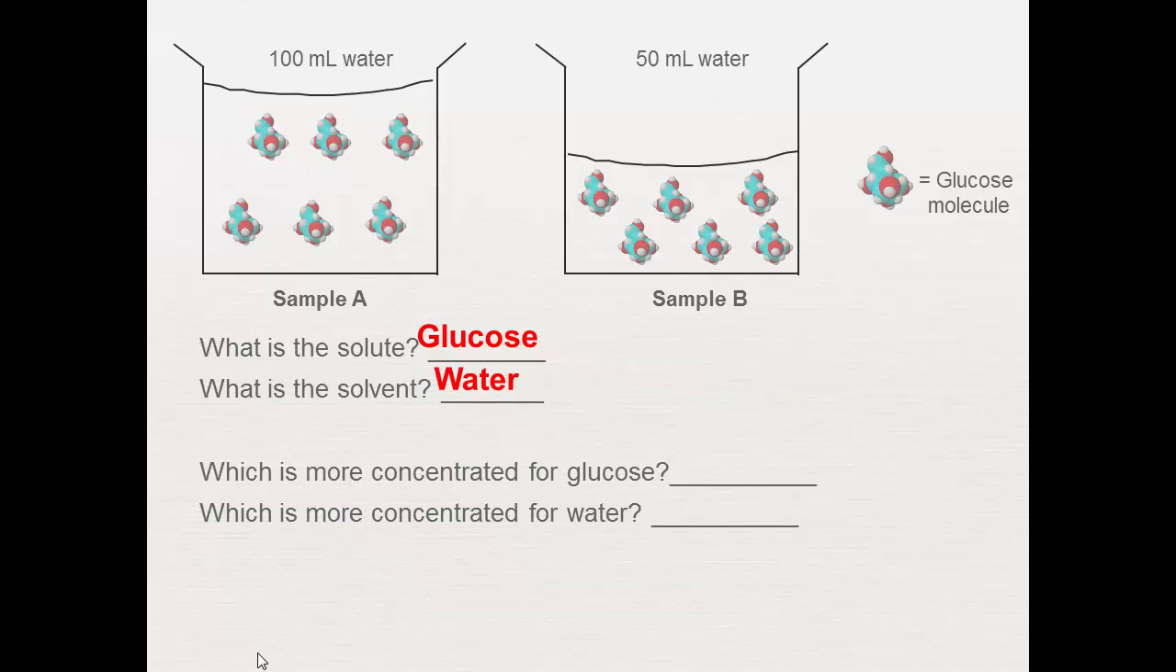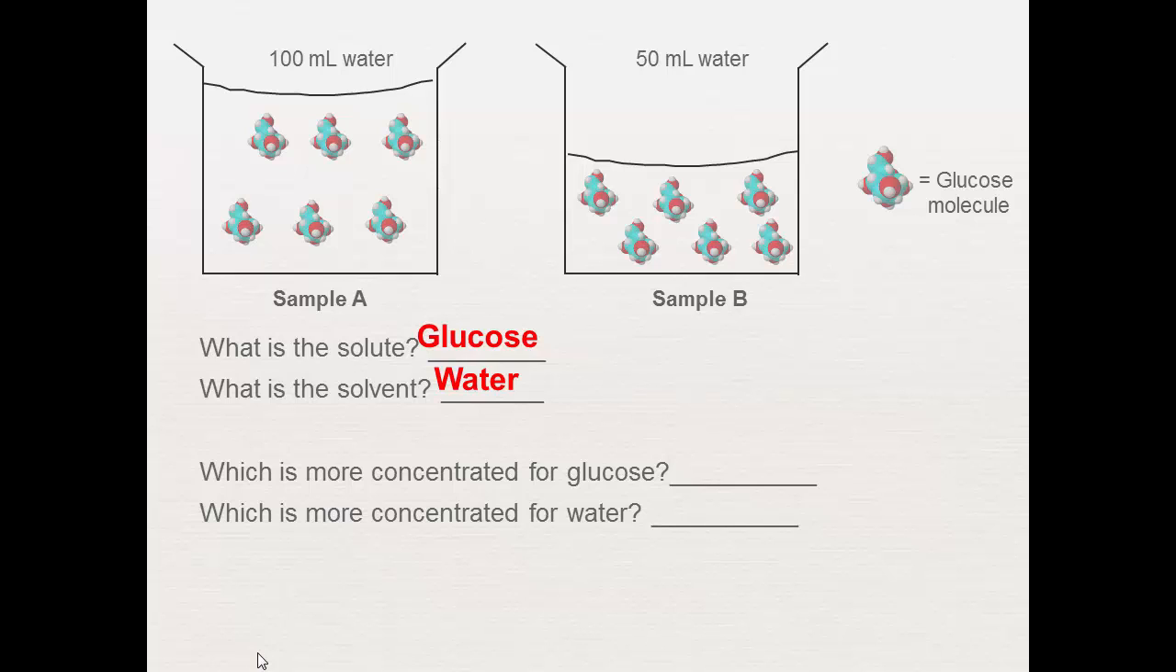Water is often a solvent. We call it the universal solvent because most materials that dissolve can dissolve in water. Not everything, but most. So now I have a little bit of a different situation though. Which is more concentrated for glucose, or are they the same?